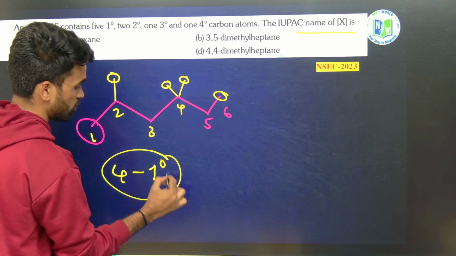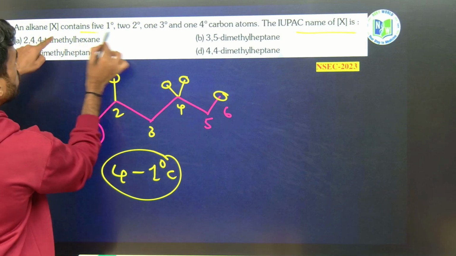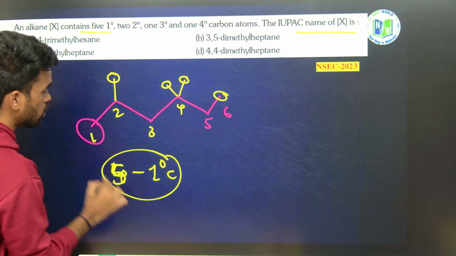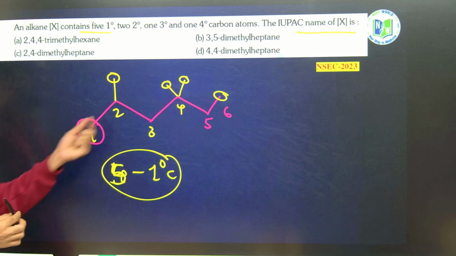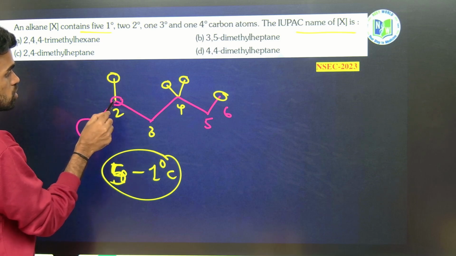This is perfect. As per their requirement, they are saying they require 5. 1, 2, 3, 4, 5. Yes, 5 are there in the first option. And then next, look at this second carbon. This second carbon is a tertiary carbon now. So 1 methyl group.